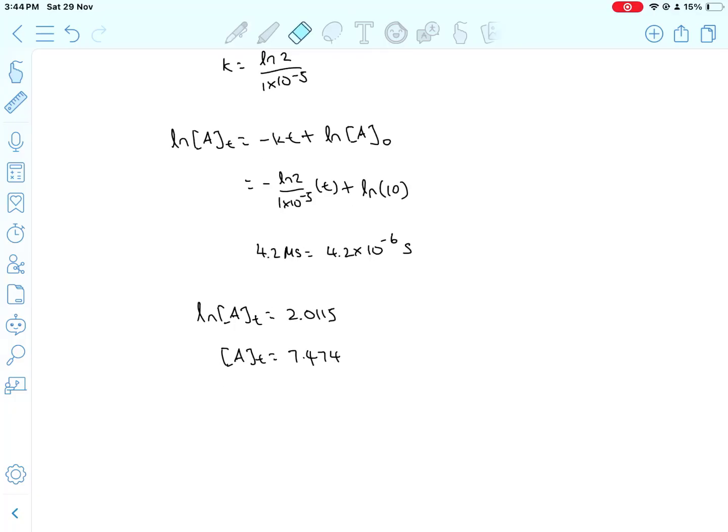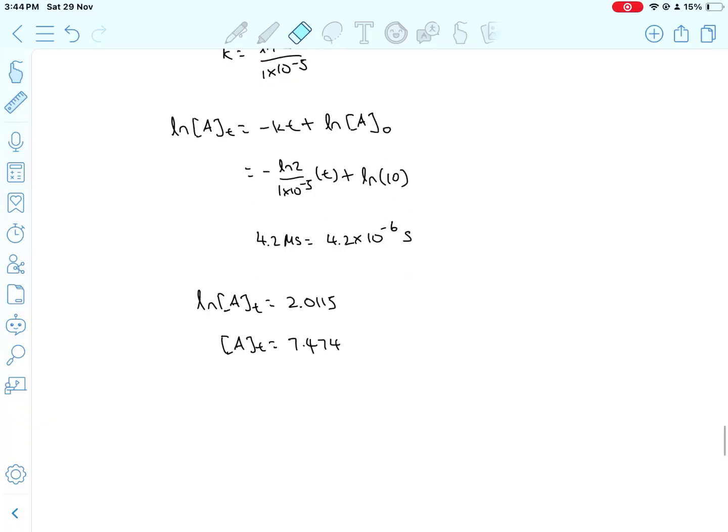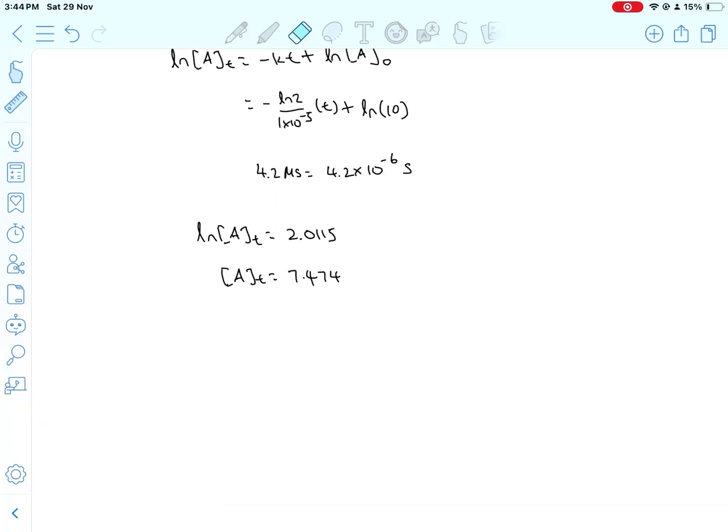Okay, so once you substitute the values, you'll get ln of A_t equals 2.0115. And if you exponentiate both sides, you get 7.474. So this is the current pressure of the reactant. So you take your initial value minus your current value, you get how much pressure or concentration has reacted. So since the reactant to product ratio is 1:2, you have to multiply that by 2 to get the pressure of product that has been formed, which is 5.052.